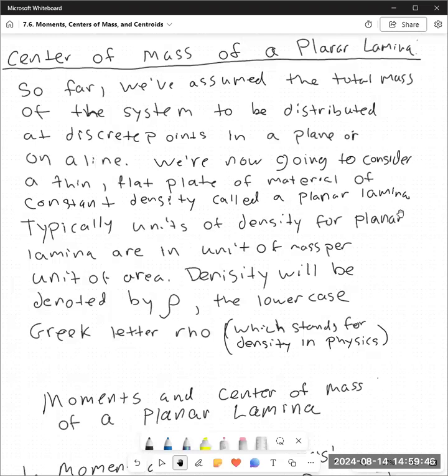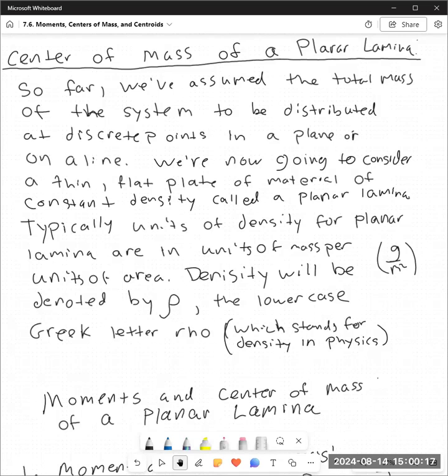called a planar lamina. So typically units of density for a planar lamina are in units of mass per unit of area. So something like grams per square meter, something like that.